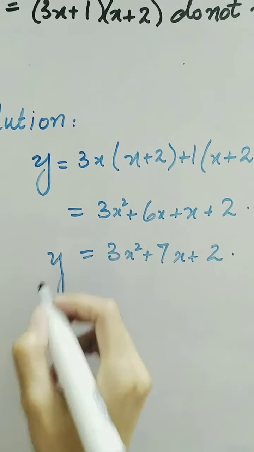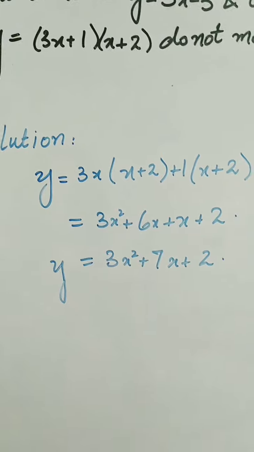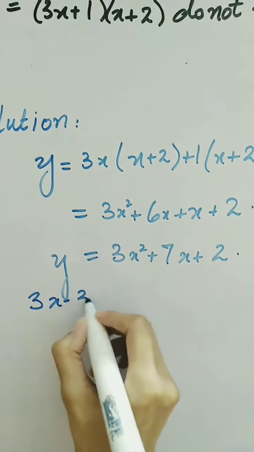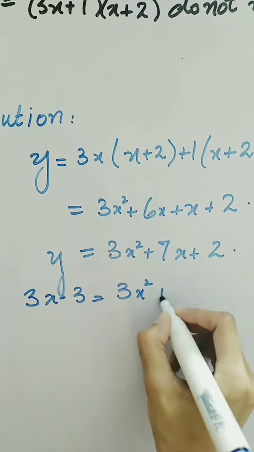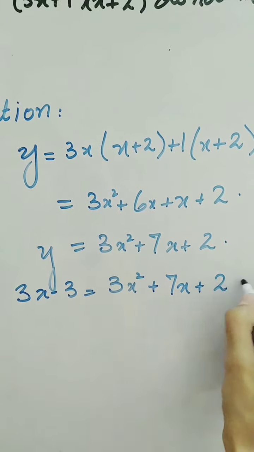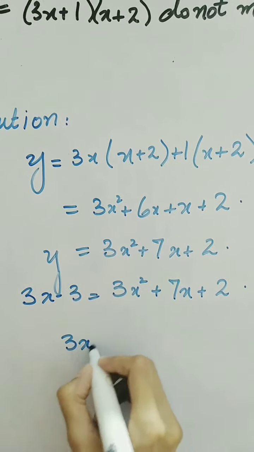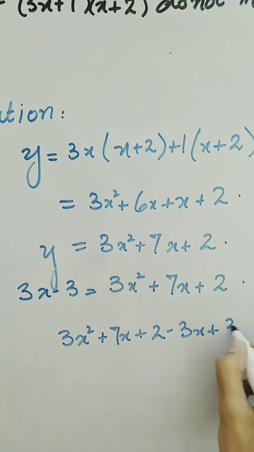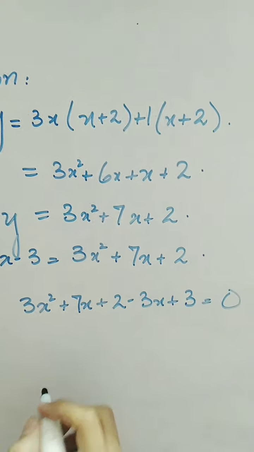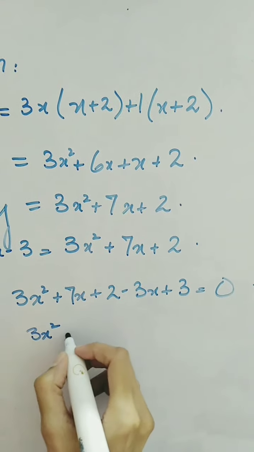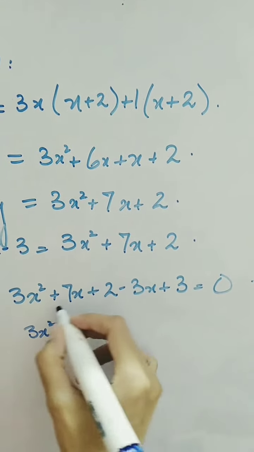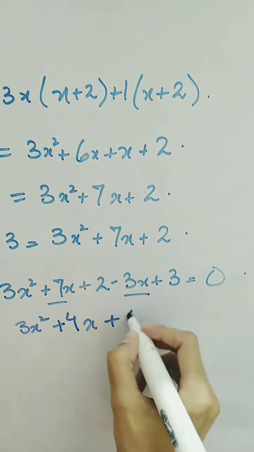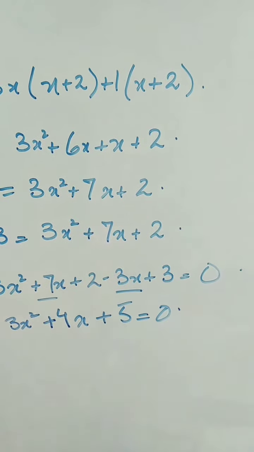As we know, the value of y given in the equation of the line is 3x − 3, so we are going to put it here. 3x − 3 = 3x² + 7x + 2. Now we have 3x² + 7x + 2 − 3x + 3 = 0. Now we have 3x² + 4x + 5 = 0.